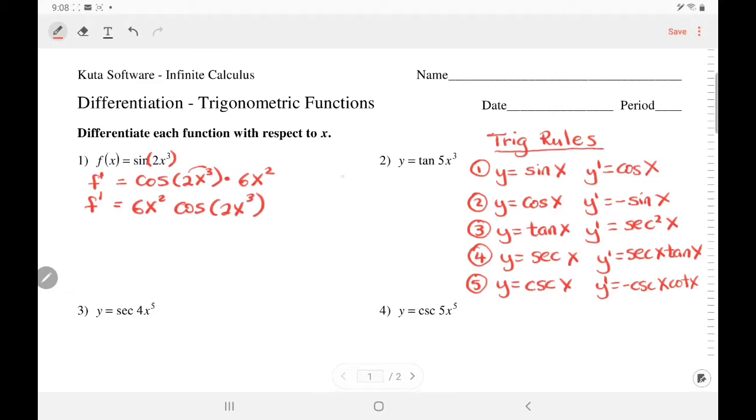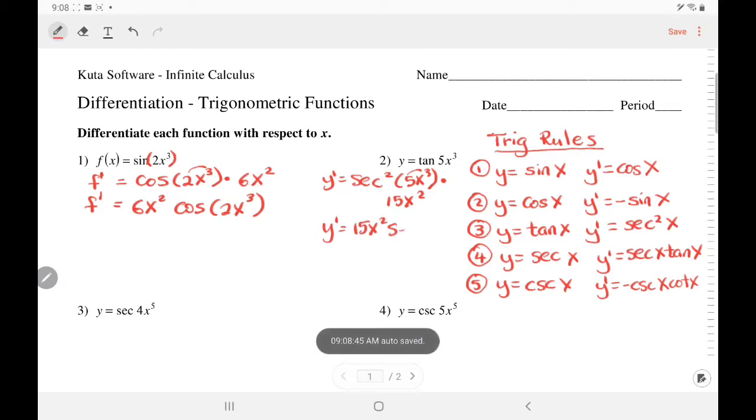Let's try number 2, but we'll start over here to give ourselves room. So, derivative of tangent is secant squared. Inner function stays the same, 5x cubed. Chain rule says to multiply by the derivative of the inner function. So, power rule is 15x squared. So, rewriting it, put the 15x squared first, and then secant squared 5x cubed.